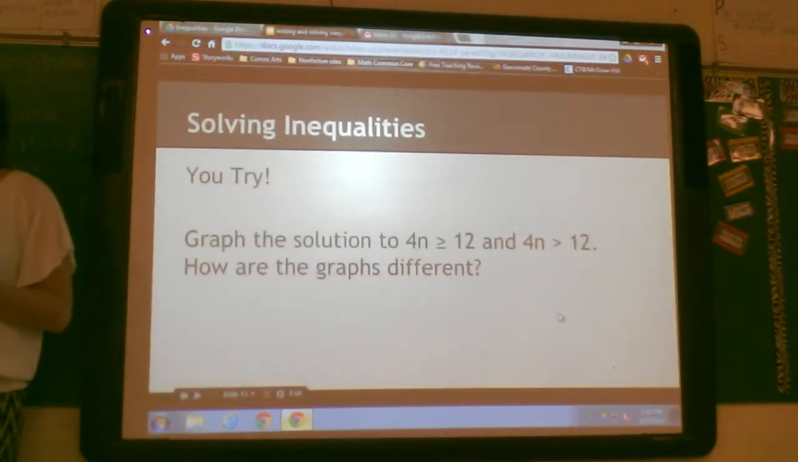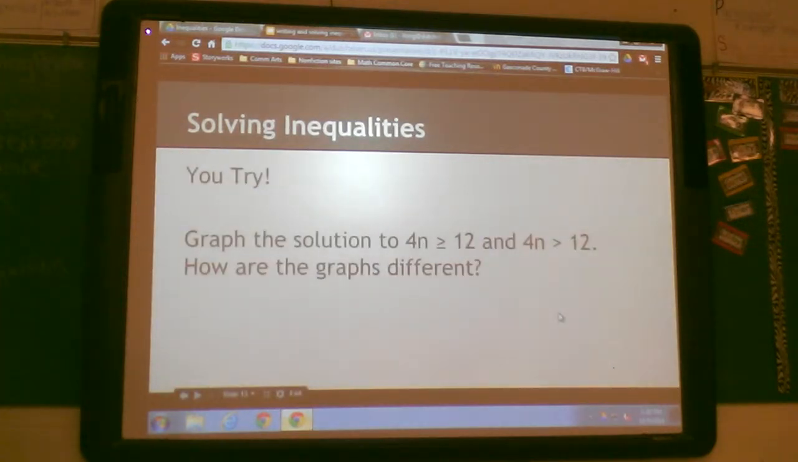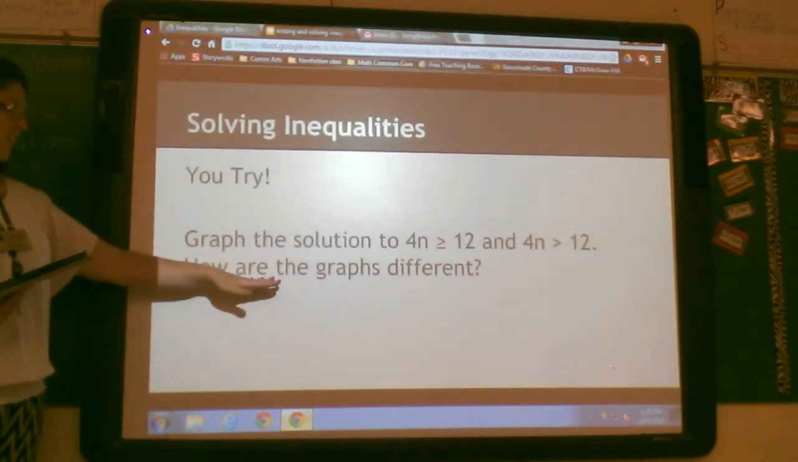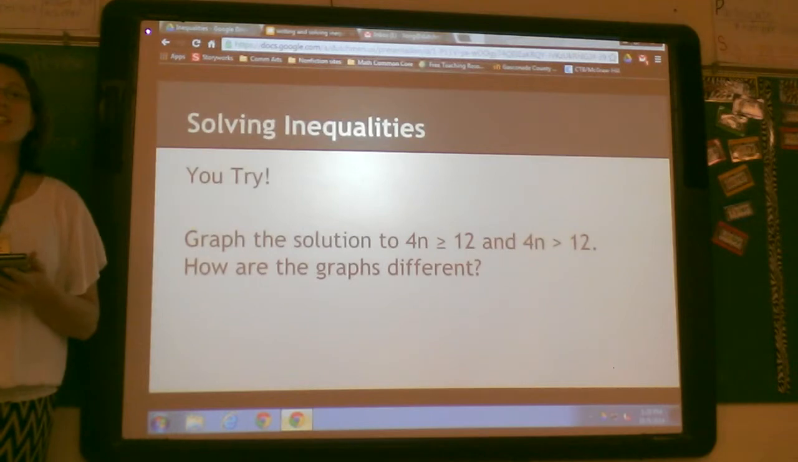Okay, so it's your turn. We are going to graph the solution to 4n is greater than or equal to 12 and 4n is greater than 12. We're going to graph both of those, and then I want you to tell me how the graphs are different.